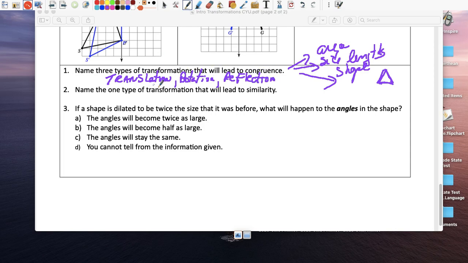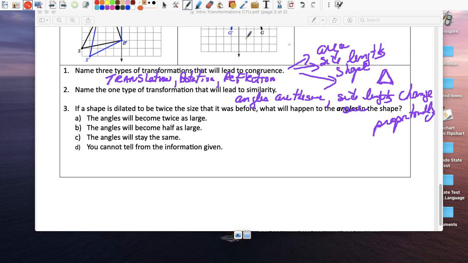And there's one type of transformation that will do similarity. Similarity, the angles stay the same, and then the side lengths and the area change. What's the word that we use in class? Proportionally. Okay.